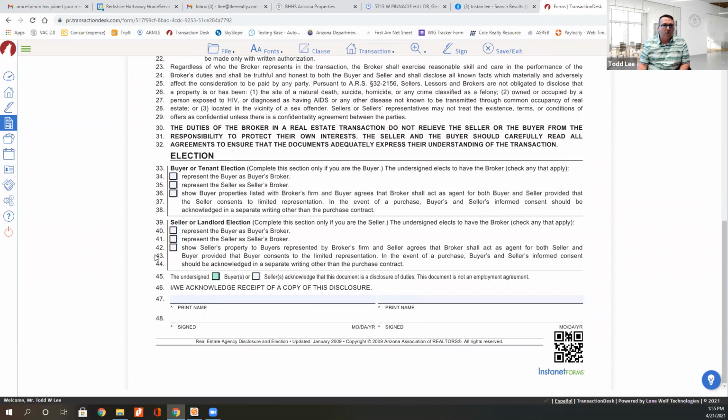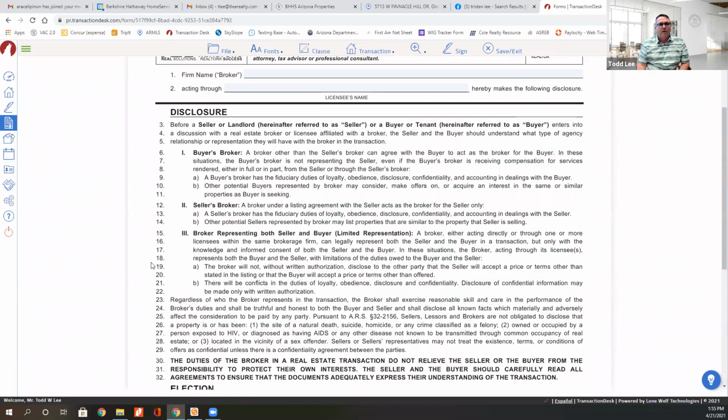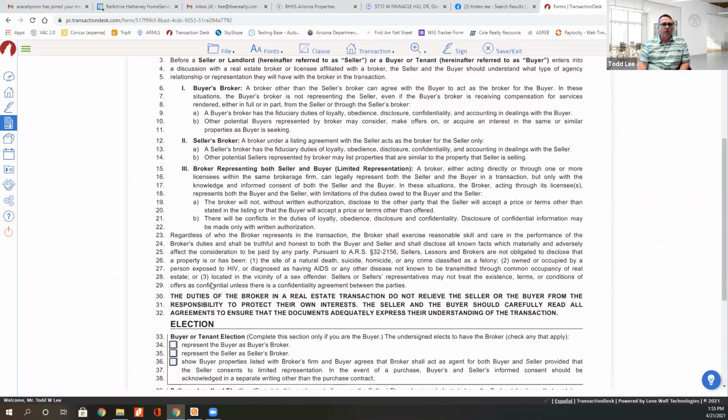If you're the seller's broker, you're going to be representing the seller as the seller's broker, and you're also going to want to be able to have myself or other agents from our brokerage show the property. So if you're representing the seller, 41, 42, and then the box for the seller on line 45. So that's basically and simply how we would fill one of these out.